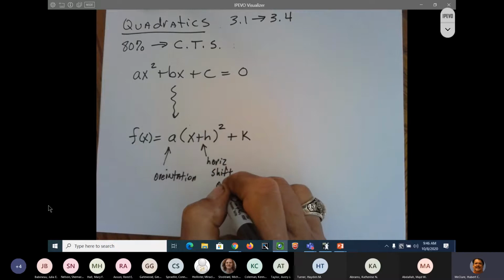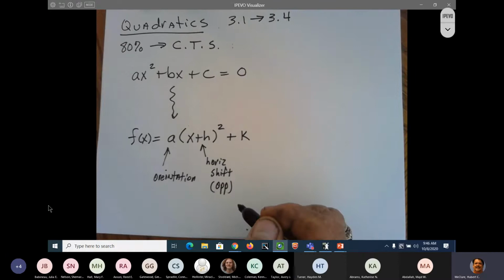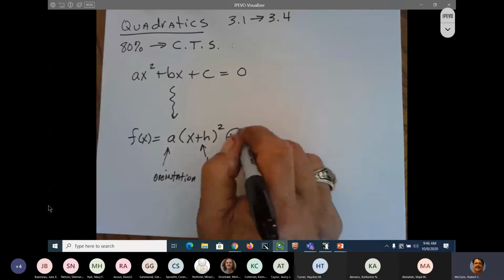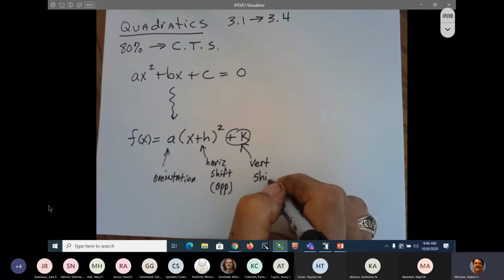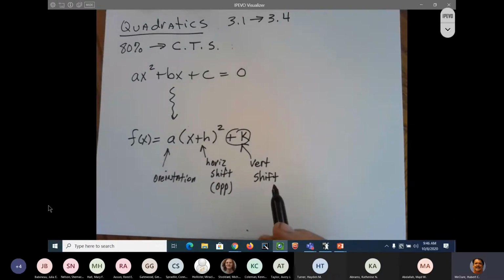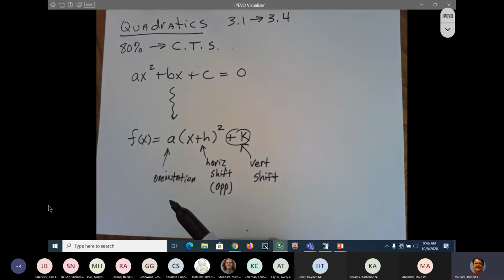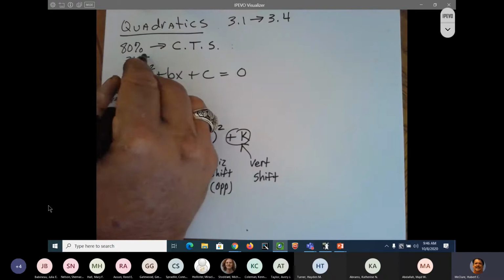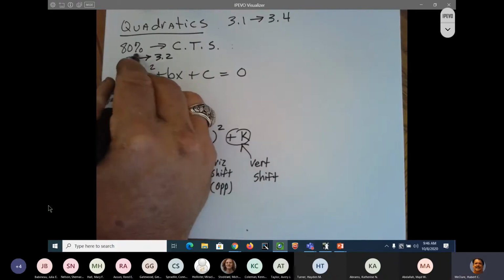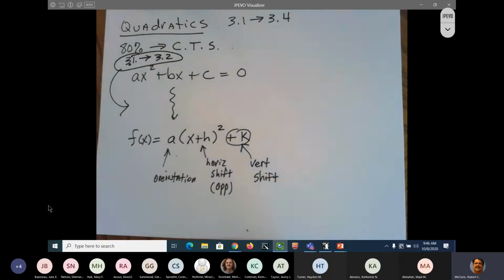It's always the opposite. If it's a positive, that means it's to the left. If it's a negative, it's to the right. And this is your vertical shift. Positive means up, negative means down. Now, by the time we get to the end of chapter 3.2, which is 3.1 through 3.2, you're going to be learning how to do this right here.